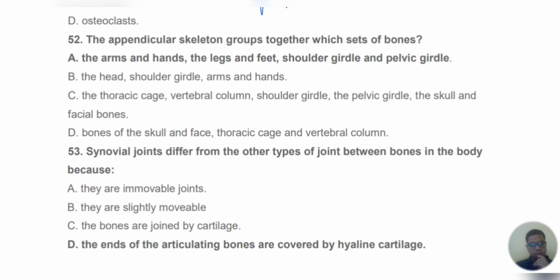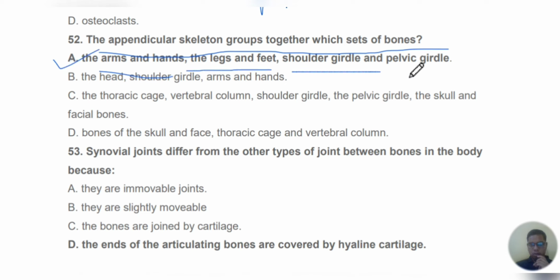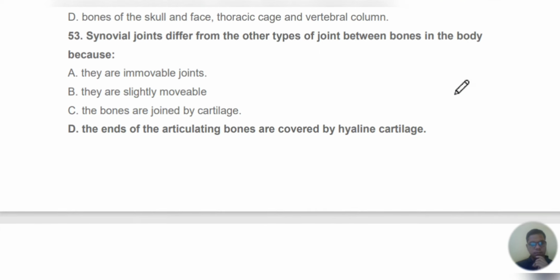Okay, next is 52 question number. The appendicular skeleton group together which set of bone? The answer is A, the arm and hand, and the leg and feet, and shoulder girdle, pelvic girdle. Appendicular skeleton jo hai wo kya hai, set hai bone ka, the arm and hand se set hai, then leg and feet, leg se set hai, then shoulder girdle, pelvic girdle, ye dono set hai. Answer is A. Okay, next is 53 question number.